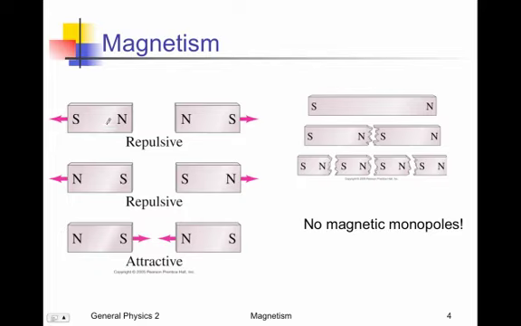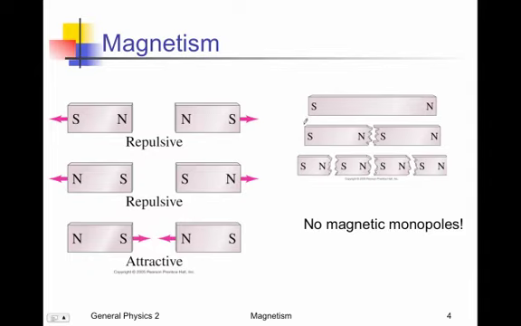Magnets are similar to electric charges. Just like with electric charges, if I have similar charges, they repel. Here, the north faces of the magnet repel each other. The south faces repel each other, but the north and the south are attractive, just as a positive and a negative charge are attracted to each other.